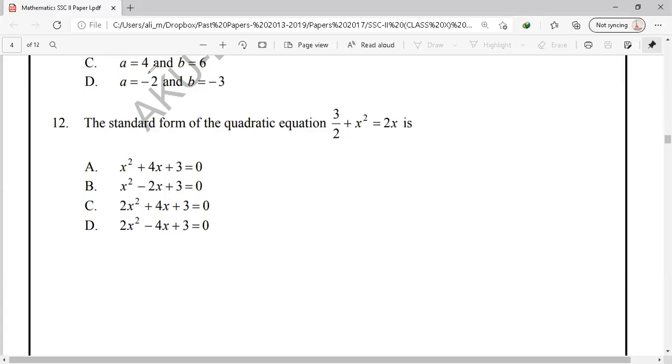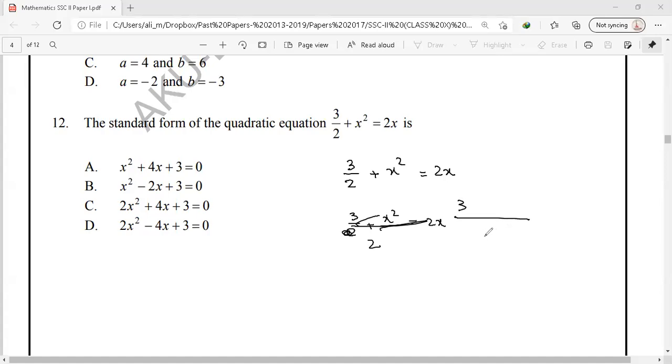Next, we have question number 12, and in this question, we have to represent this quadratic equation in our standard form. So the quadratic equation we have is 3 over (2 plus x square) equals 2x. So let's take the LCM on the left hand side of the equation. Or sorry, we can take the cross multiplication: 3 on one side, and 2x square on the other side, equals 2x.